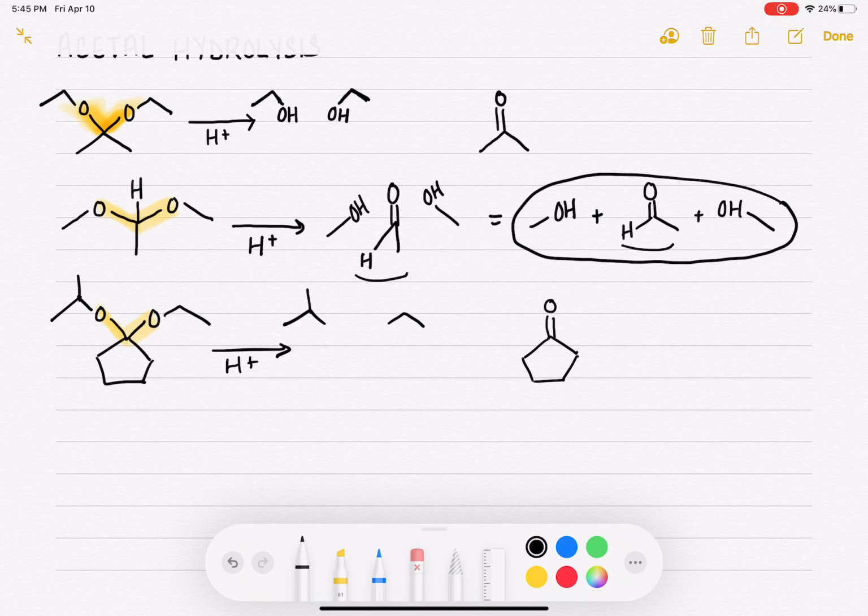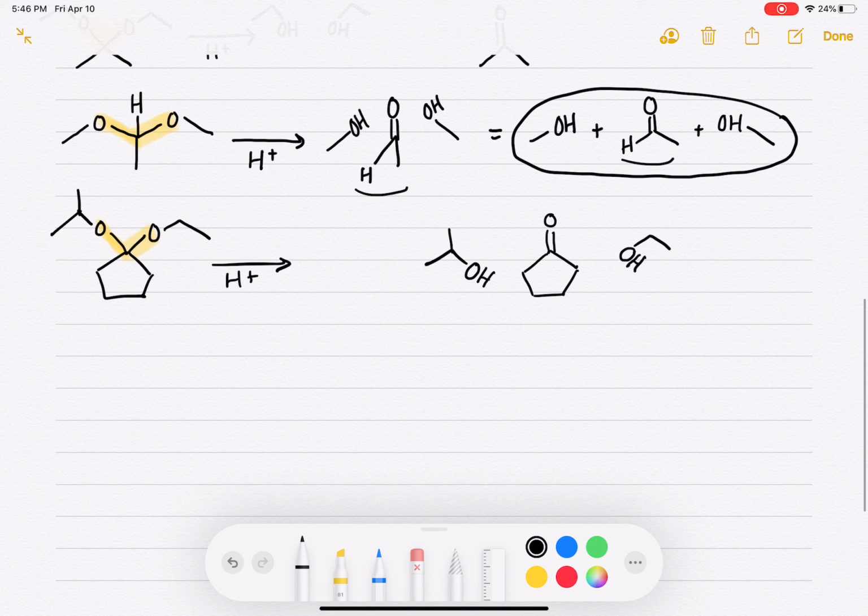Back to those fragments, we're going to add an OH to both of them. Look at how well that worked. I'm going to spread these guys out. Spread out. 3 molecules. There we go. Let's do one more.